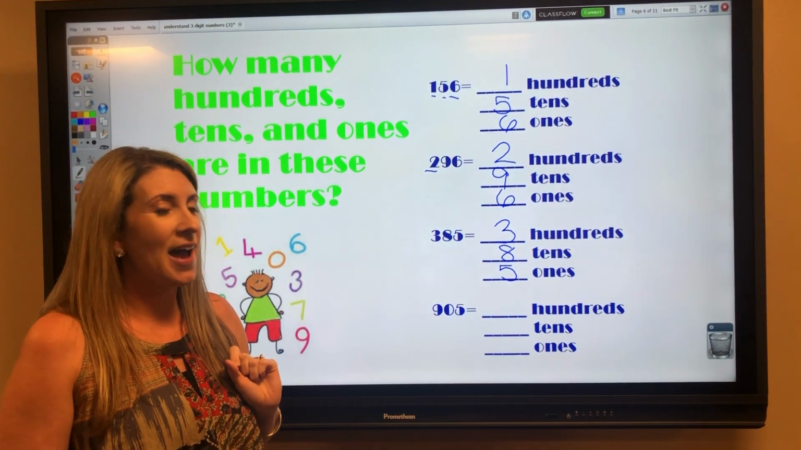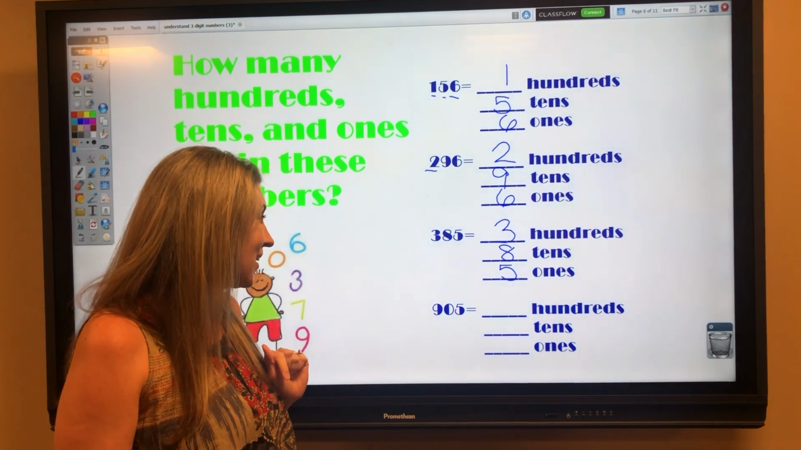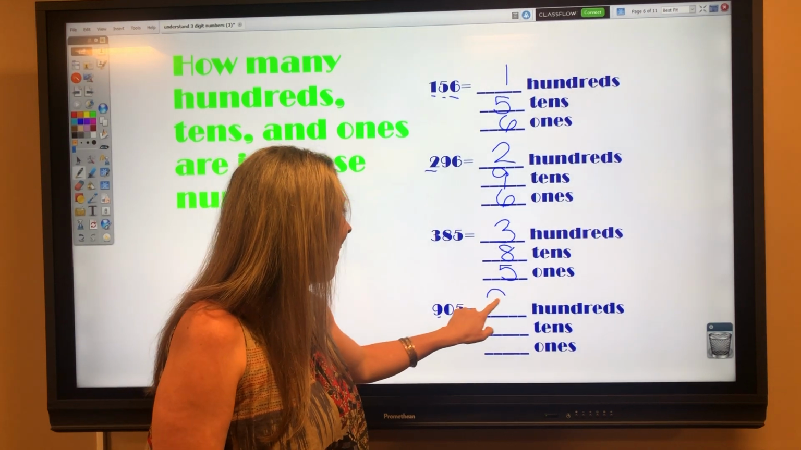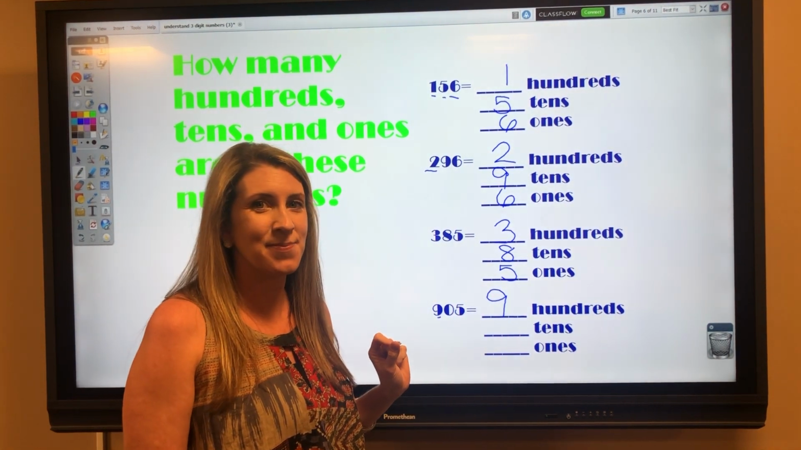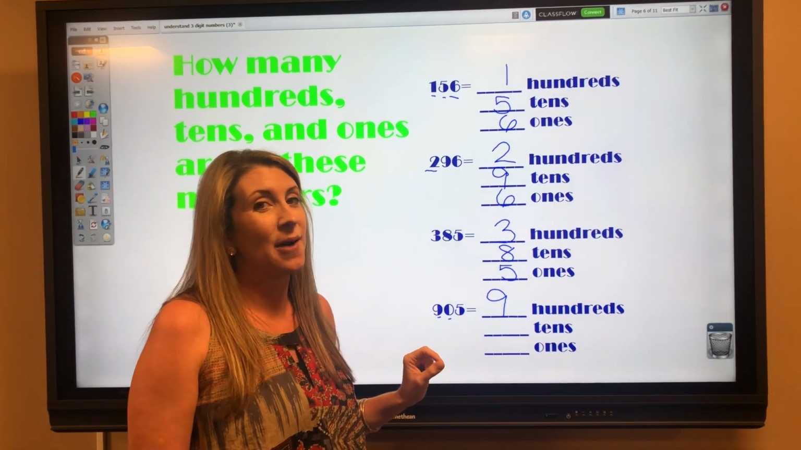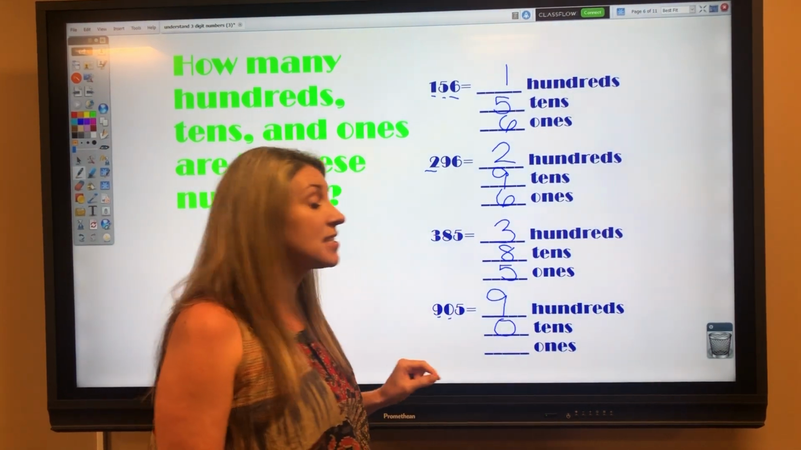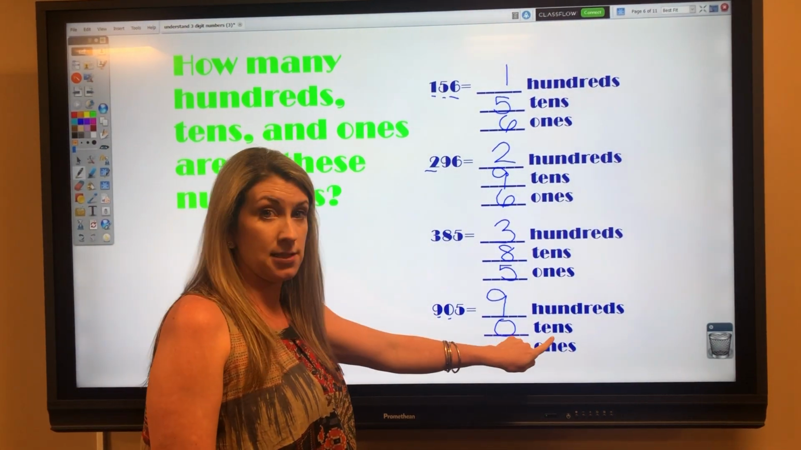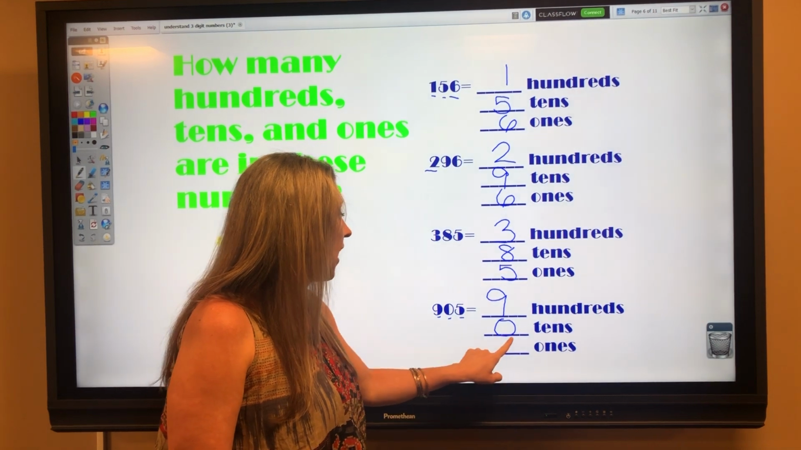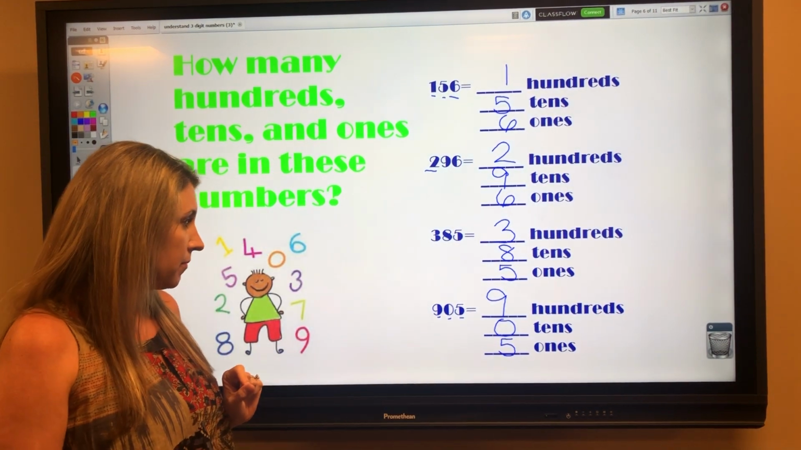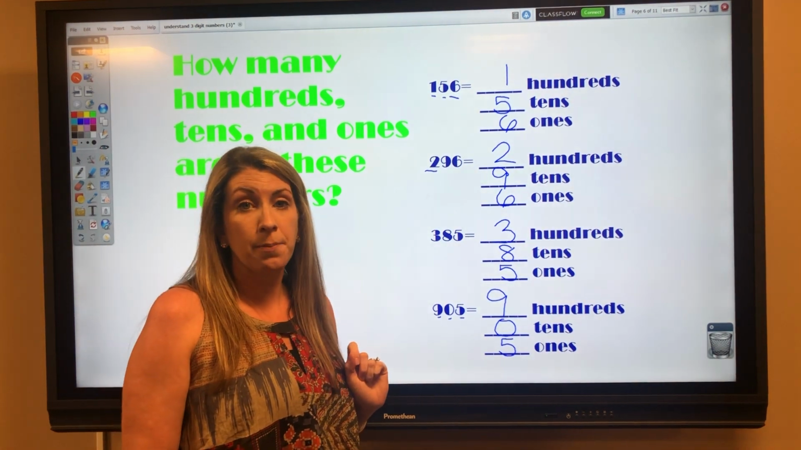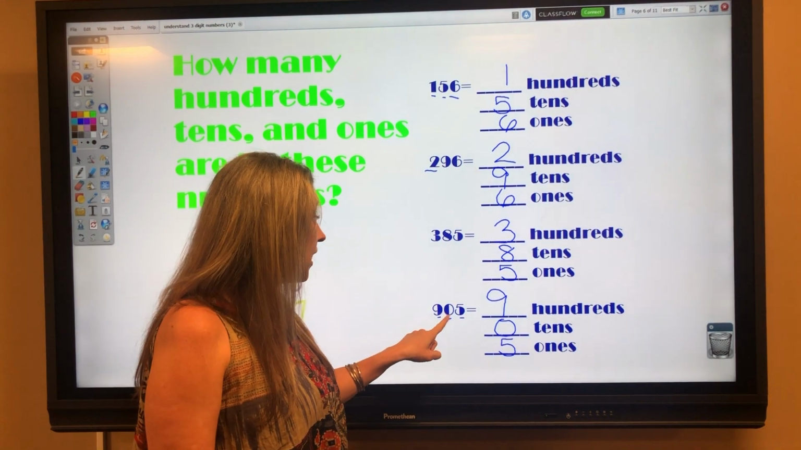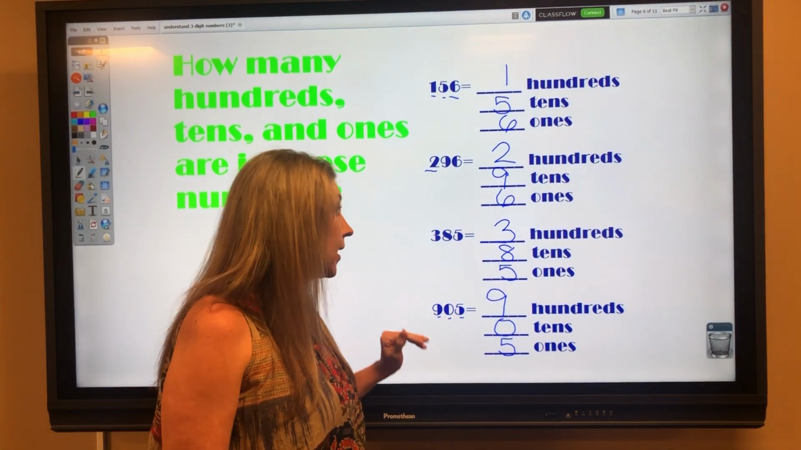And 905, this guy was trying to trick you on this one. How many hundreds does this one have? 9. What about tens? If you said 0, I wasn't able to trick you. Because there is a 0 in the tens place, you need to make sure that you write 0 here for the tens. And there are 5 ones. That placeholder 0 is very important anytime you see a 3-digit number, wherever it may be, because it tells you that there are no numbers in that place.